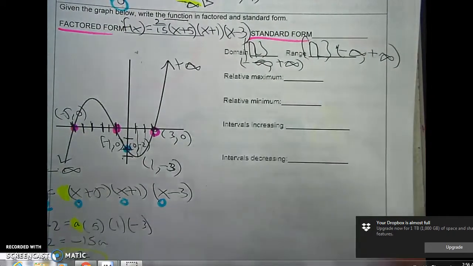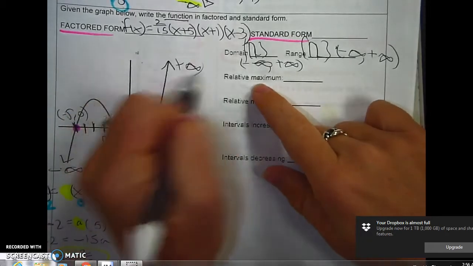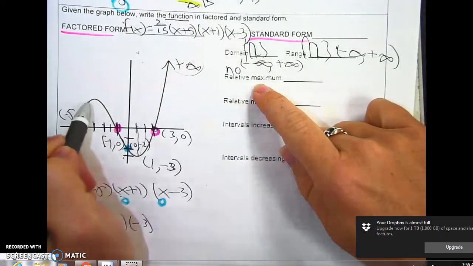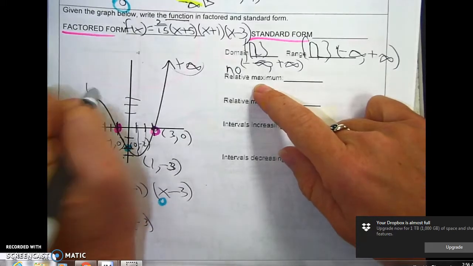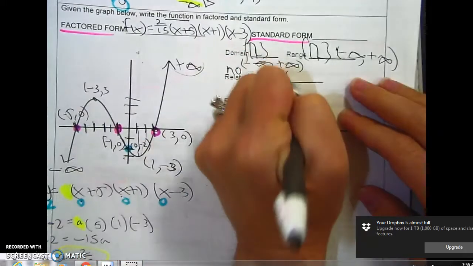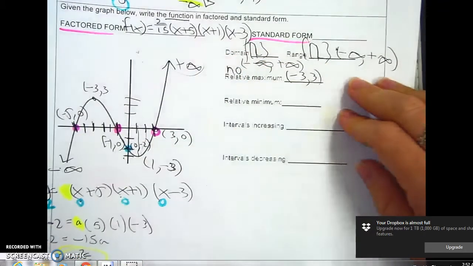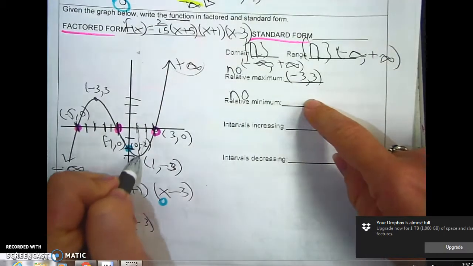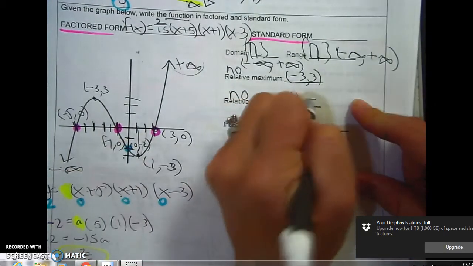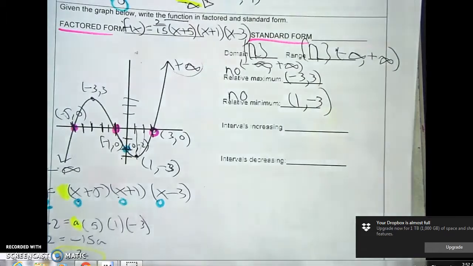Okay, so relatively speaking, there is no max, but as long as we fake it, -3, 3, relatively speaking, that's my max. There is no minimum, but relatively speaking, 1, -3 is my minimum, as long as it matches.